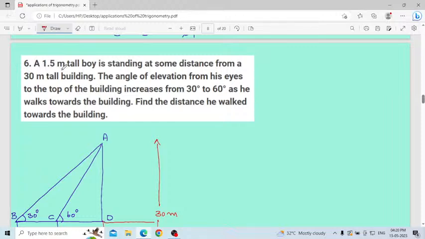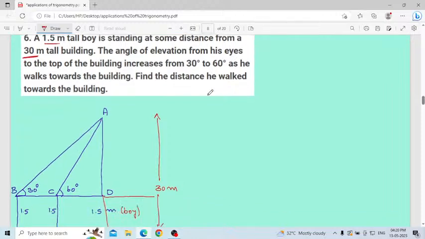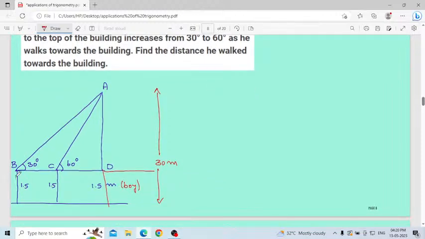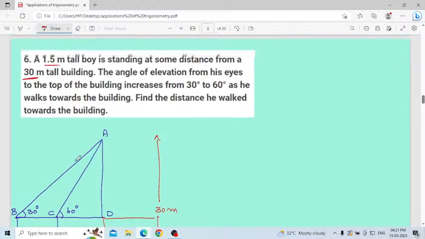A 1.5 meter tall boy is standing at some distance from a 30 meter tall building. The height of the boy is given as 1.5 meters, and the height of the building is given as 30 meters. The angle of elevation from his eyes to the top of the building increases from 30 degrees to 60 degrees. What will happen? When the boy stands at this position, the angle of elevation will be 30 degrees. Then he will move some distance towards the building, and the angle of elevation will increase to 60 degrees. That is what they are telling.